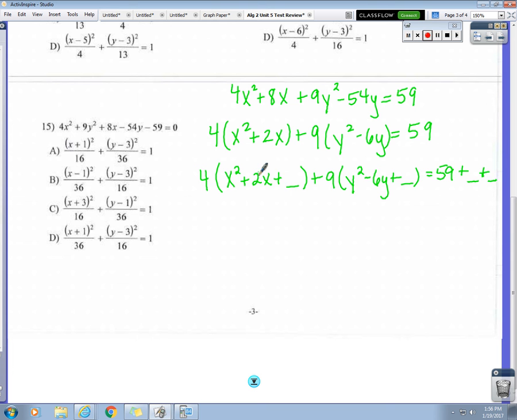Okay, to fill in the blanks, you take the b, divide it by 2, and square it. So 2 divided by 2 is 1, 1 squared is 1. But over here, you multiply it by 4, so 4. The b of this trinomial is negative 6, divided by 2 is negative 3, squared is 9, but 9 times 9 is 81 over here.